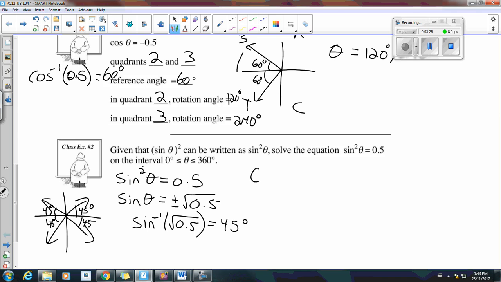So what do those angles equal? Well, the first one's easy. It's 45 degrees. In quadrant 2, we're 45 degrees short of 180. So that's 135 degrees, or 180 minus 45. In quadrant 3, we're going to go 180 plus 45, which gives us 225. And in quadrant 4, we're 45 degrees short of 360, which gives us the angle of 315.